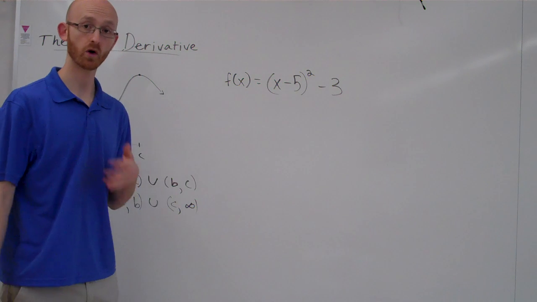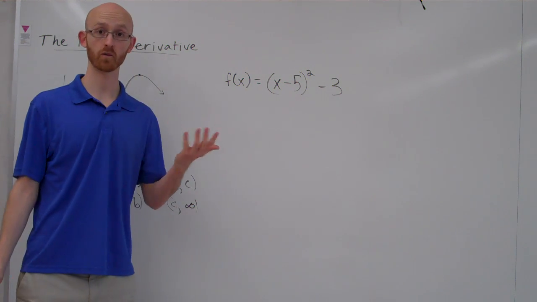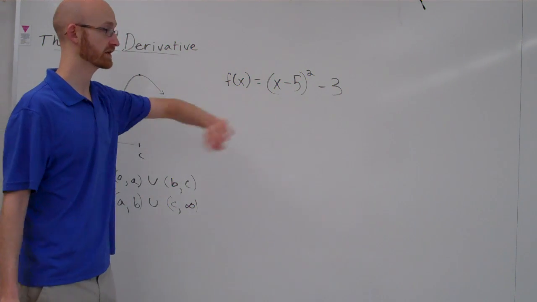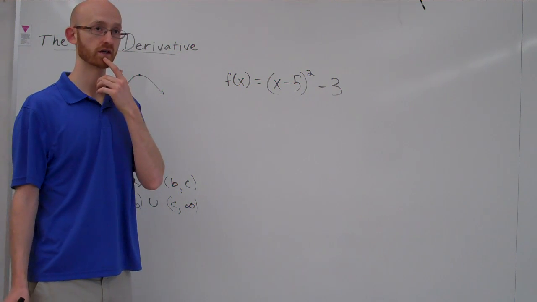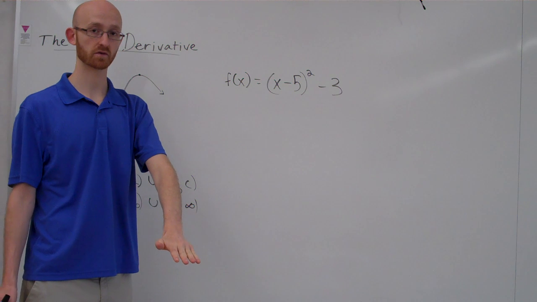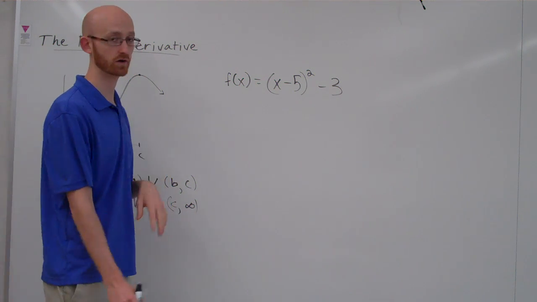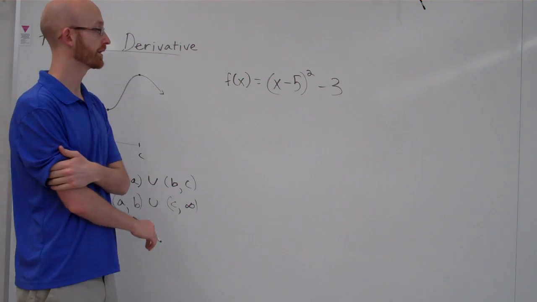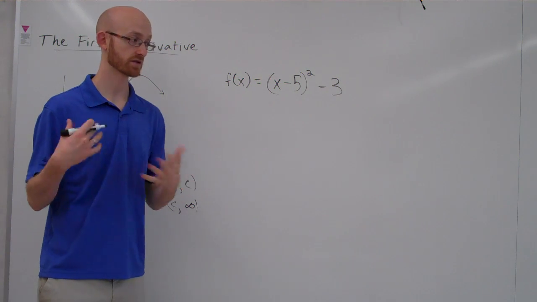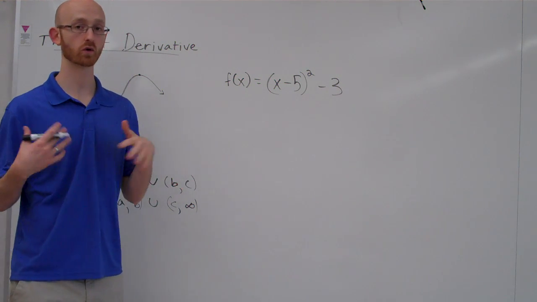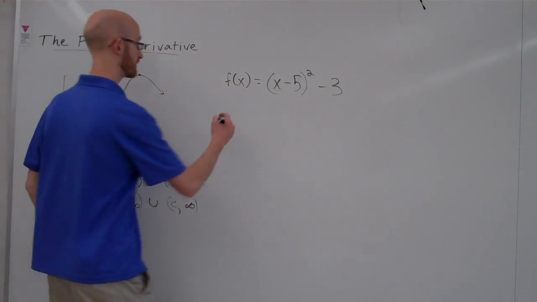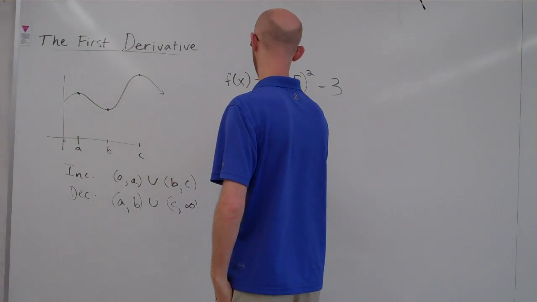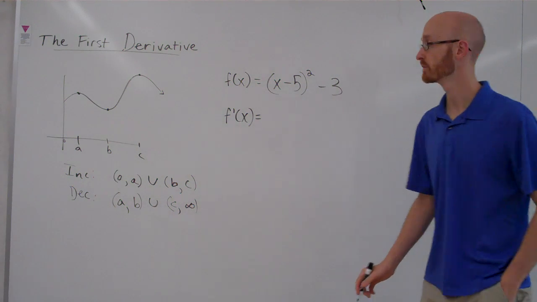Okay, this is our function. Hopefully you have some functional awareness where you look at that and say, okay, parabola, vertex (5, negative 3). Hopefully you've had that thought already. If not, obviously you'll get more and more familiar with these functions as we deal with them in calculus. So what we're going to do first is take its derivative, and we are very good at that.